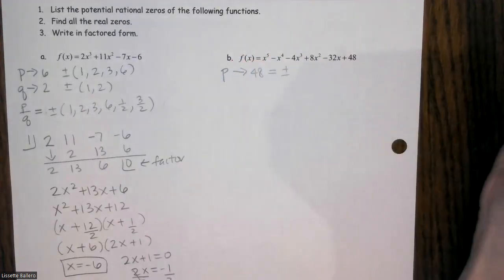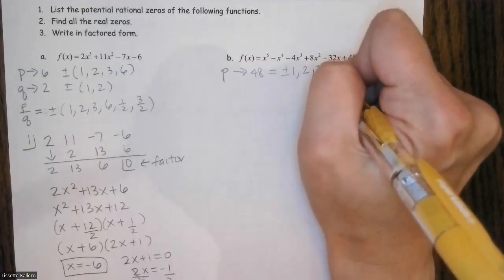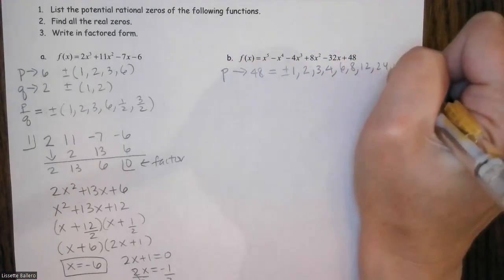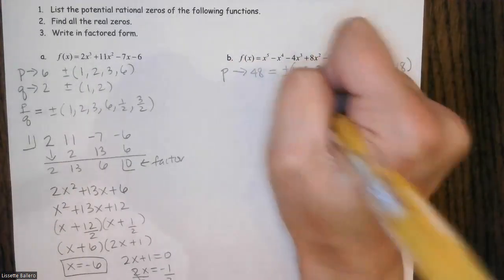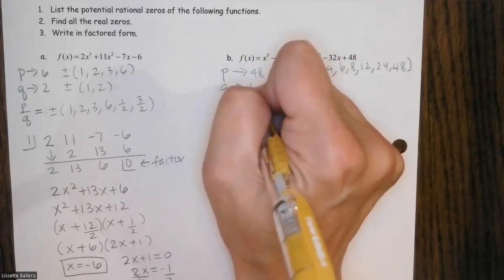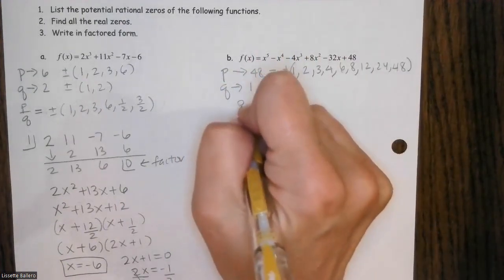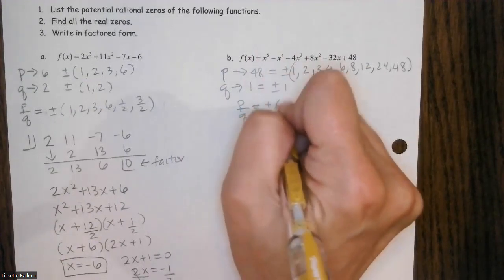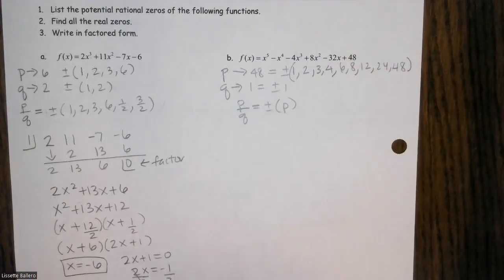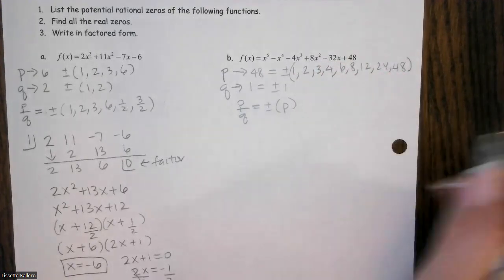All right, so our P on this one is 48. Unfortunately, this one has a lot of factors. So 1, 2, 3, 4, 6, 8, 12, 24, and 48 are all factors of 48. We do the same thing for Q, and that one's real easy. That's just 1. So P over Q would just be all of these P values, because anything over 1 is just itself. So I'm not going to write them again. I'll just write P. All of these are the list of factors.